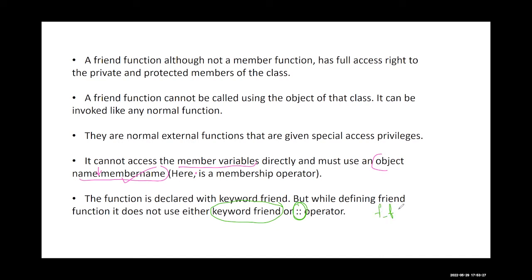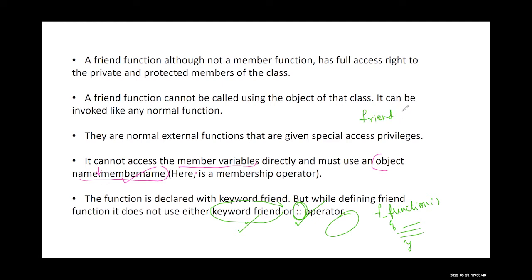Simply we are going to declare that particular function. For example, if it is a friend function, I am directly going to write the function name and then write the body of the program. I am not going to fix any prefix, be it scope resolution operator or keyword friend. Now, keyword friend is used where? Only when I am declaring it inside the class. I am going to declare its name only.